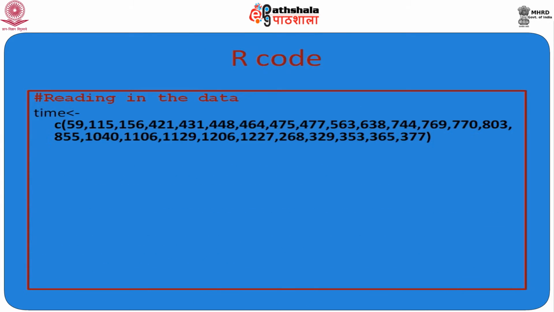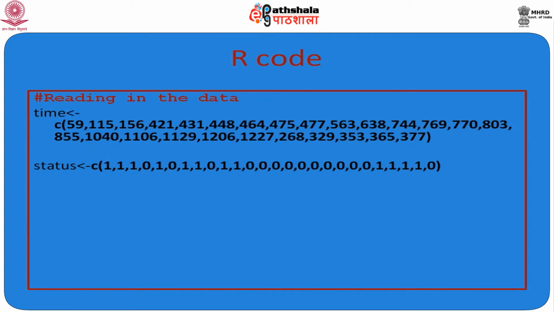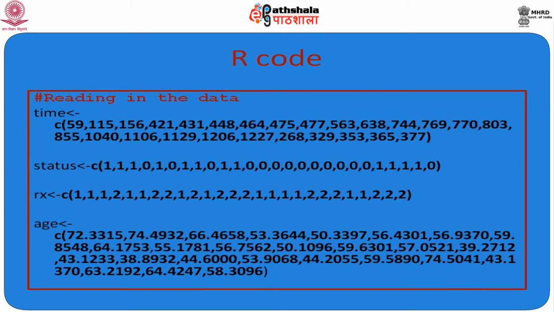Time is considered in duration in days, like 59 days, 115 days, 156 days for all the individuals observed in this data. The second variable, status, is given as 1 and 0. If the patient is censored it is taken as 1, if not censored, that is, the patient died, it is considered as 0. Again, Rx treatment is given as 1 and 2. So whatever Cox proportional hazard model results come, it will be for treatment group 2 in comparison to treatment 1, where treatment 1 is considered as the reference group.